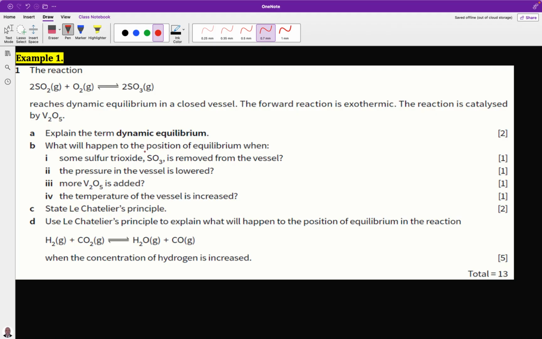What will happen to the position of the equilibrium when the pressure in the vessel is decreased or lowered? As I just explained, when the pressure is lowered, what happens to the position of the equilibrium? These are all gaseous molecules. There are three molecules here, two of sulfur dioxide plus one oxygen. That is 3 moles of reactant and 2 moles of the product.